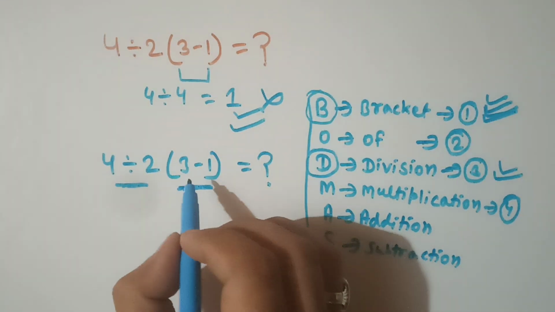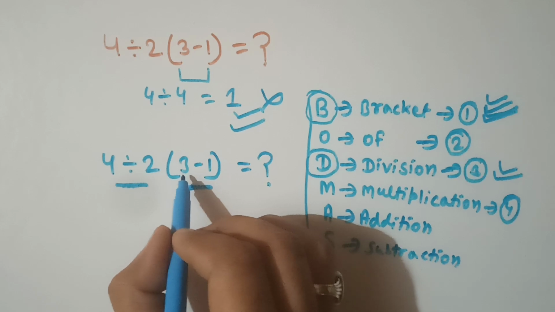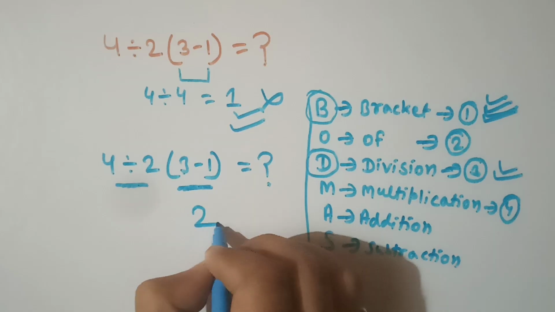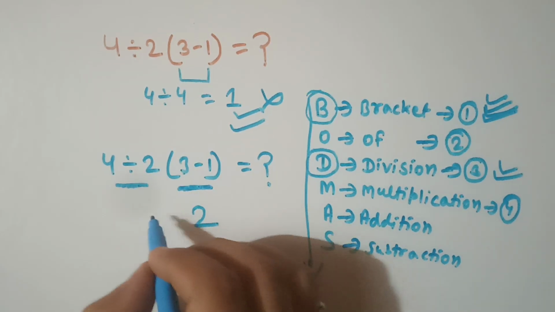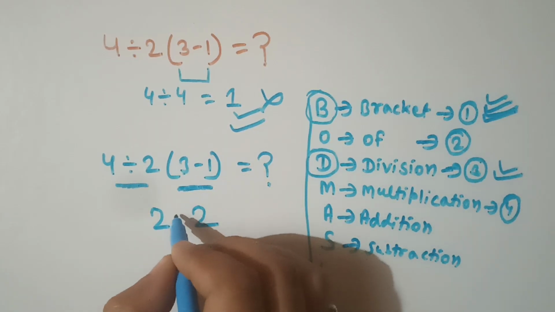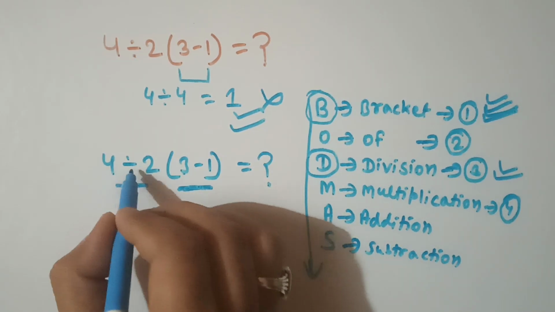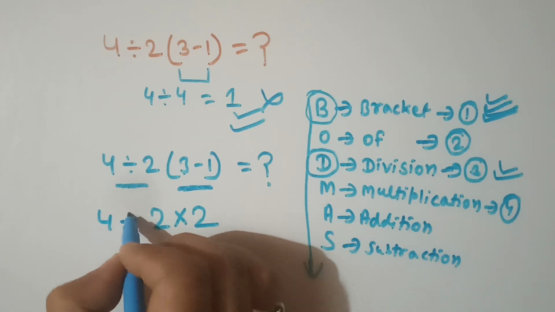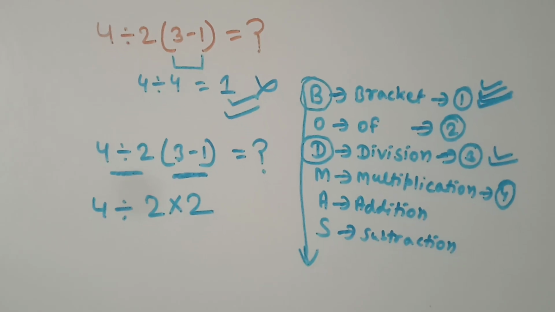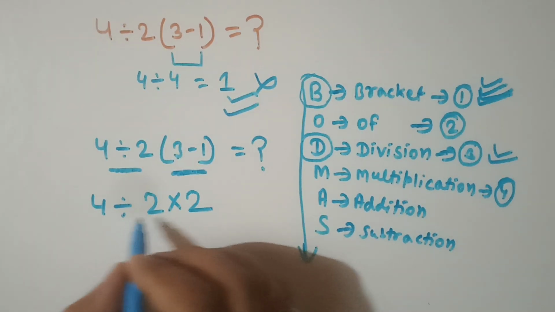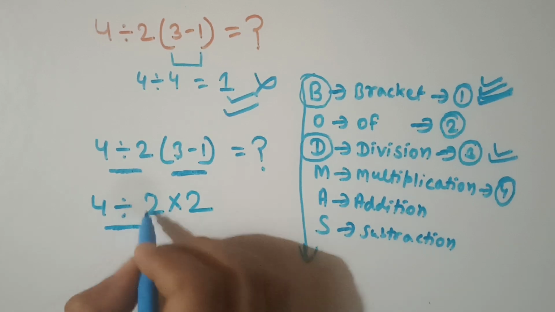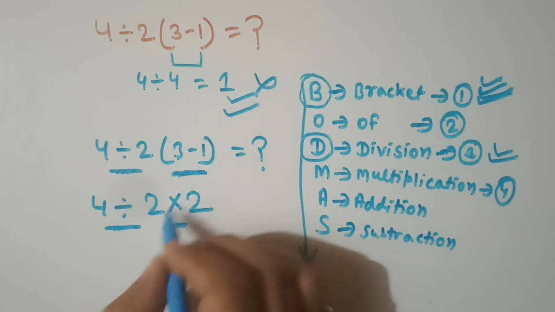So first, what should you calculate? This part first, 3 negative 1 means 2. So simply write 2 here, and here 2 is written, so simply write 2. And you know that a bracket sign means a multiplication sign, so simply give a multiplication sign here, and here 4 divided is written, so simply write 4 divided, right? And what should you do in the next step? In this part, you can see that a division sign is given in this step and a multiplication sign is given in this step.